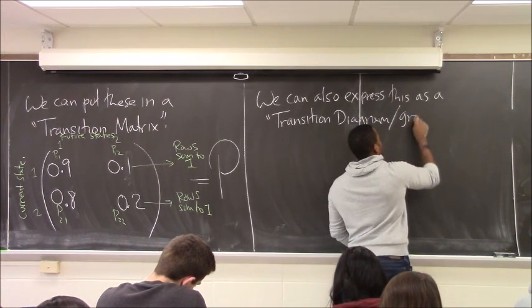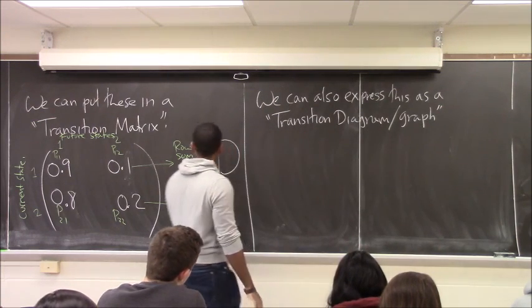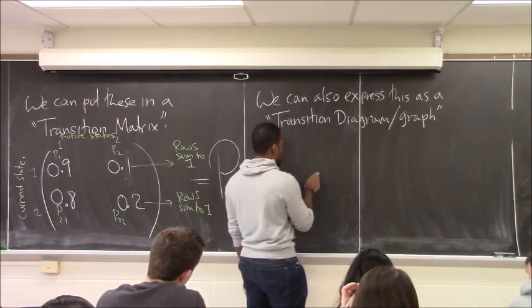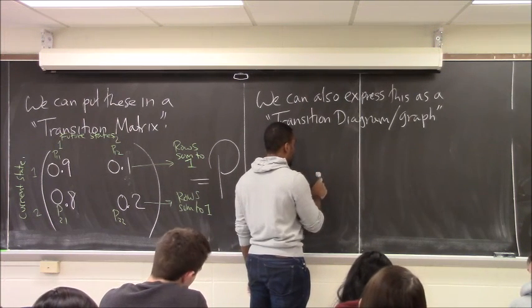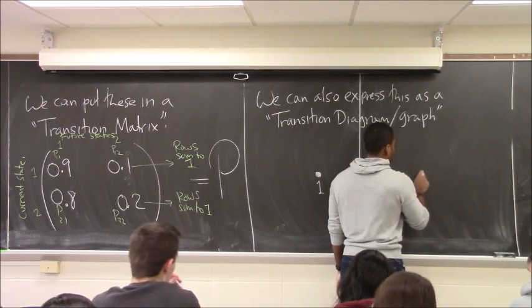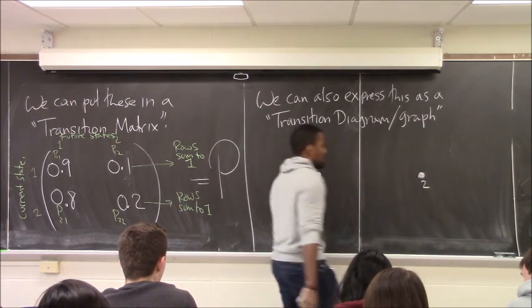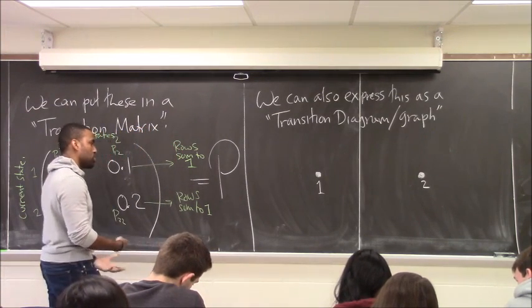Or graph. And I could do the following. So I have two states. The states are represented by nodes. So I have 1, and I also have another state called state 2. Okay. And then I can actually draw a picture that would describe how I can jump from one to the other.